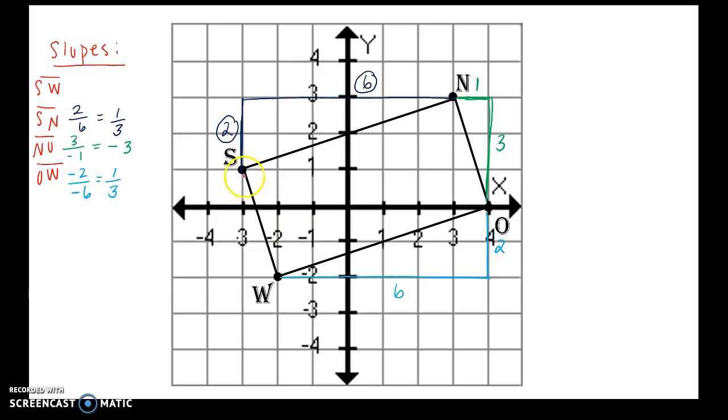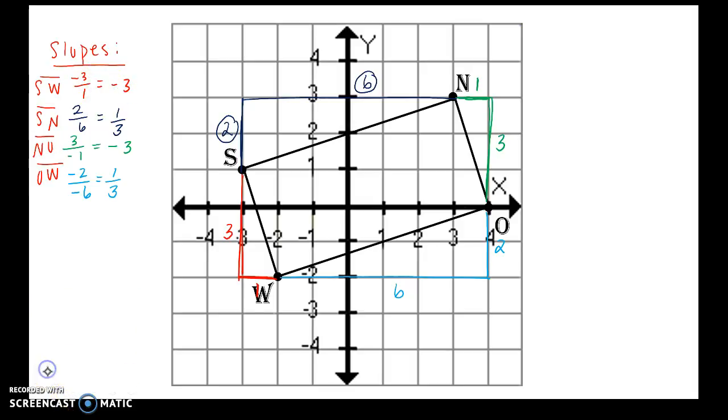And then lastly, SW. Okay, rise 1, 2, 3 down and 1 to the right. So SW, 3 down and 1 to the right. So the slope of SW is -3.